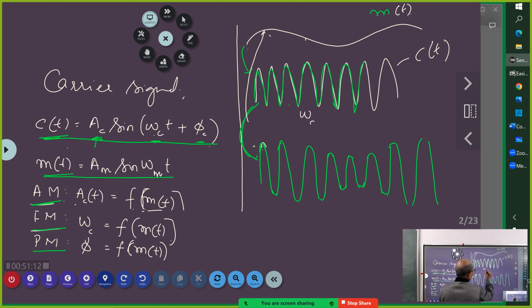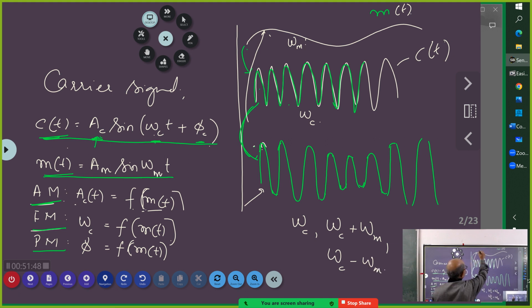Now the frequency of this is omega c. The frequency of this is omega m. And now you can see this is not a sinusoidal signal. Do you appreciate? Sinusoidal signal means you should have same amplitude. Now this one will have 3 frequency components. Which are those? Omega c, omega c plus omega m, and omega c minus omega m. Supposing this is 1000 hertz and this is 100 hertz, then this will have 3 frequencies: 1000 hertz, 1100 hertz, and 900 hertz. So this signal has these 3 frequency components.